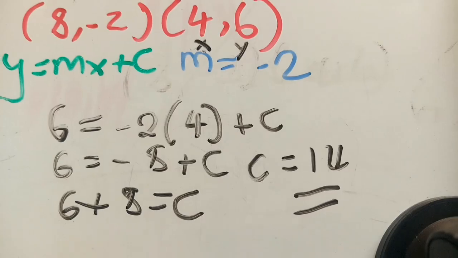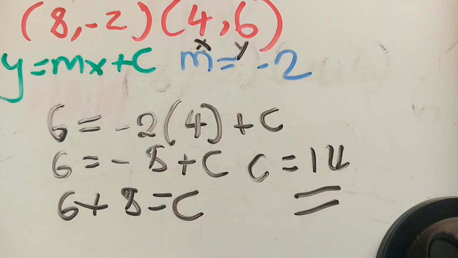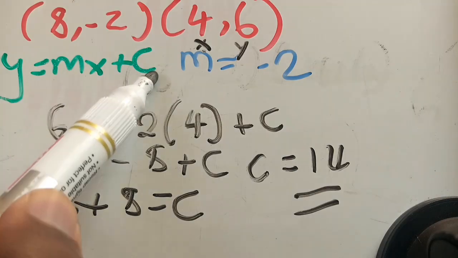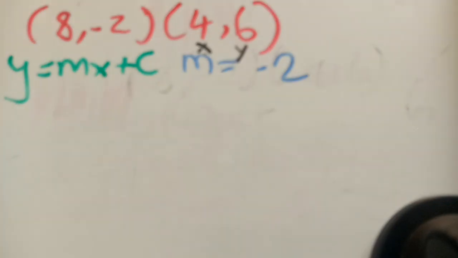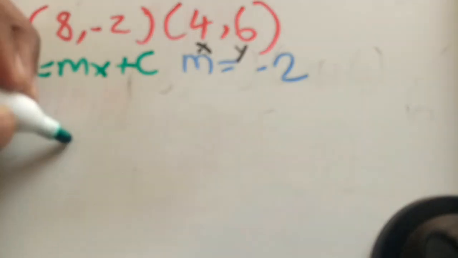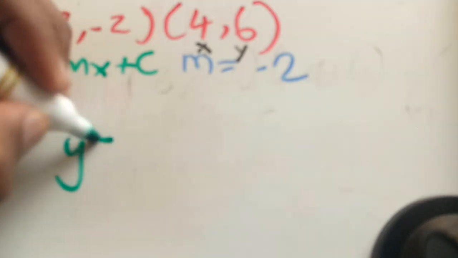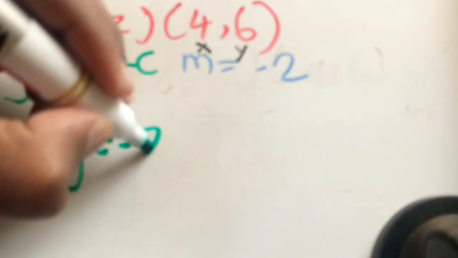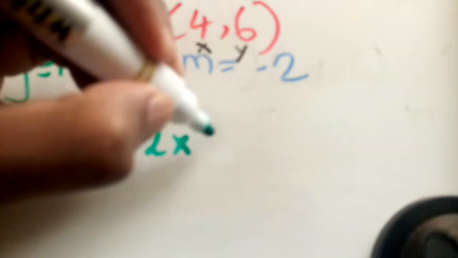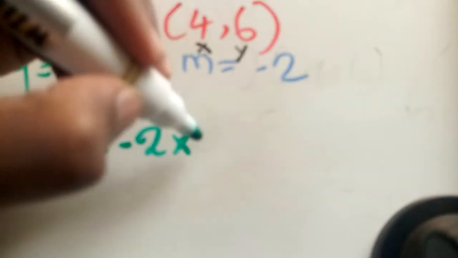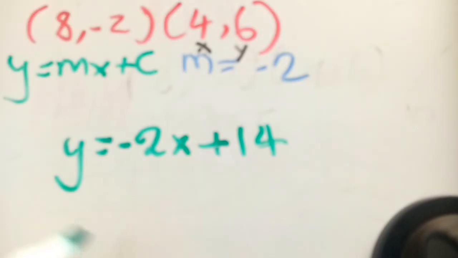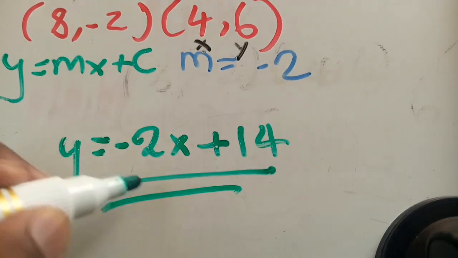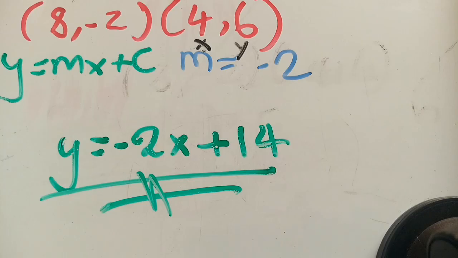So now we have found our value of m and our value of c. Our equation will follow this concept. We don't substitute the y, we just say y is equal to our m, which is -2x, plus, we found c as 14. So this is the equation of the line: y is equal to -2x plus 14.